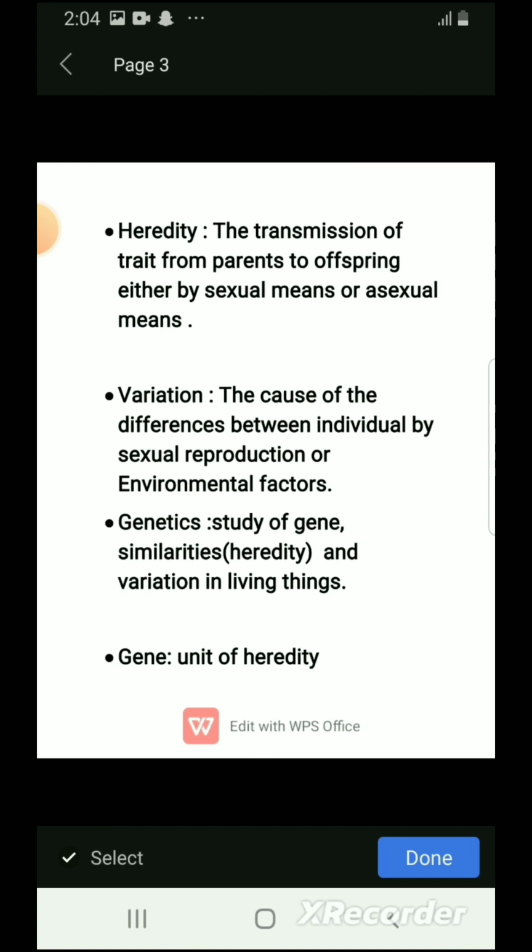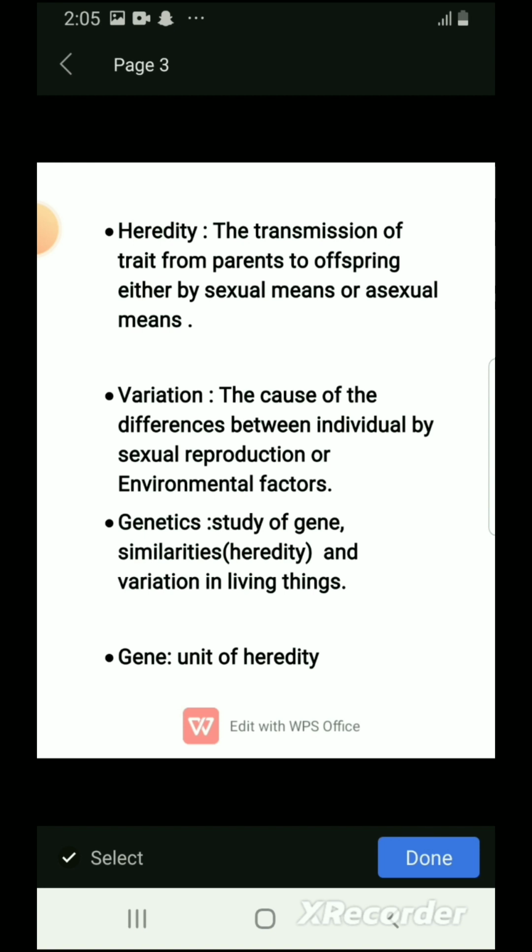So we're going to be treating the basic terms in genetics. These are the basic things you must know before venturing into genetics. Before you can say you're a genetics student, you must know these things. If you don't know these things, then everything you're studying is just nonsense. So we're going to be treating four basic things, and number one is hereditary.